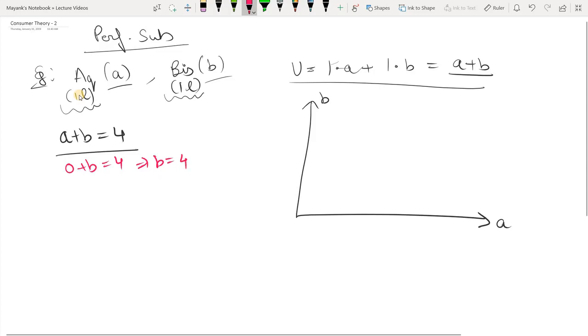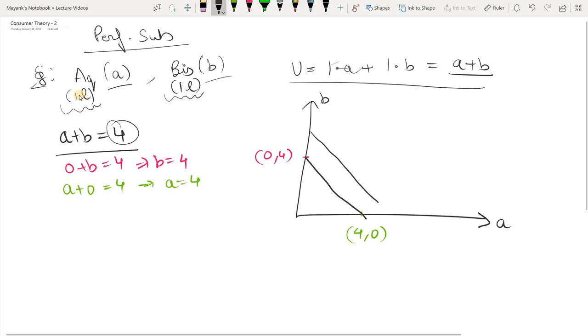So A is 0, B is 4. This is the point 0 comma 4. The second part would be when you assume B to be 0. So you take A plus 0 is equal to 4, which implies A is equal to 4. So the point becomes 4 comma 0. Now when you connect these 2 points, you get your IC corresponding to utility level of 4. Similarly, if you want to plot the utility level 6 line, it would be 6 comma 0 and 0 comma 6, and similarly the utility level 8 line, 8 comma 0 and 0 comma 8.